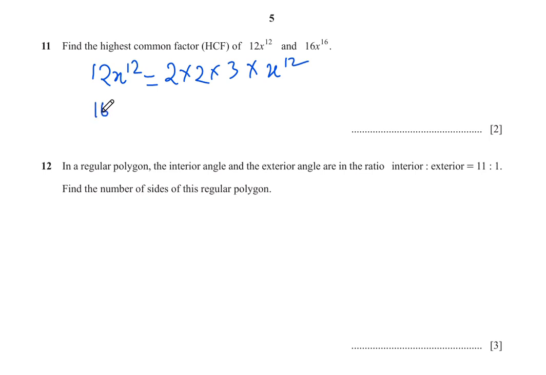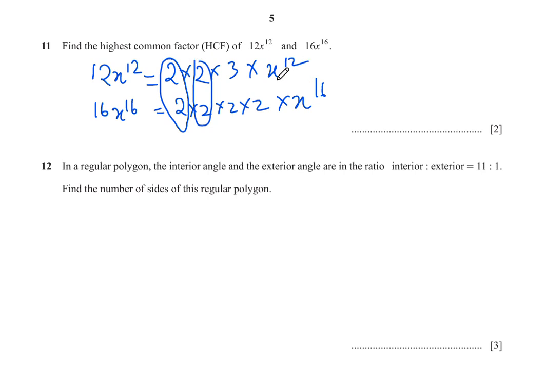And here is 16x to the power of 16. Here also find the prime factorization of 16. That is 2 into 2 into 2 into 2 and x to the power of 16. The common factors are 2 and 2, and x to the power of 12 in the variable. So 2 into 2 is 4. So 4 into x to the power of 12 is the HCF of 12x to the power of 12 and 16x to the power of 16.